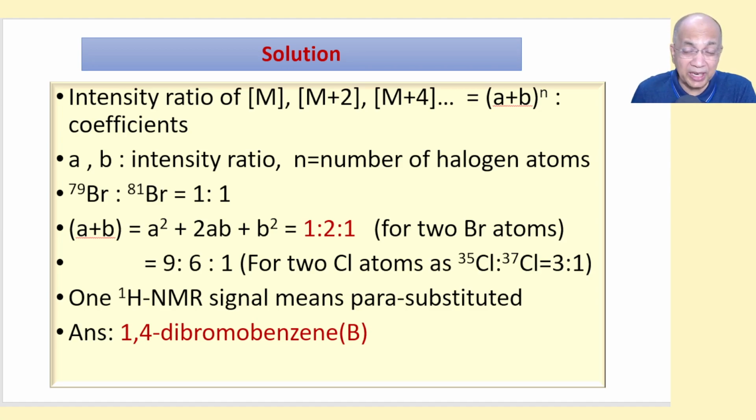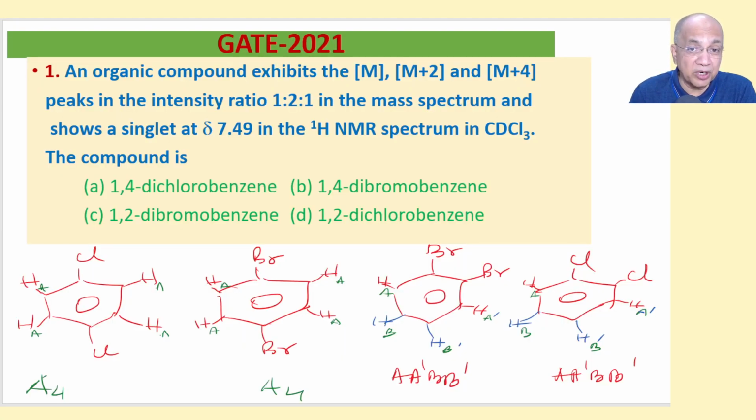But in our case, in the given problem, it is coming 1 is to 2 is to 1. This is the M peak. If it is 100%, then the M plus 2 peak will be 200%. The probability of having 1 bromine in a molecule having 2 bromine atoms is 2 times greater. And the M plus 4 peak will be similar to the M peak. So that unequivocally, without any doubt, says that we have 2 bromine atoms.